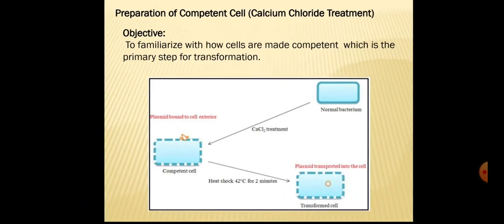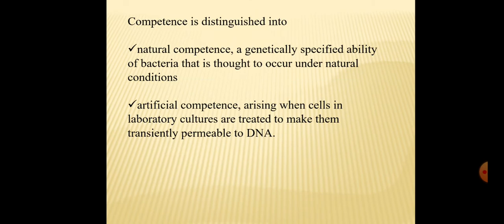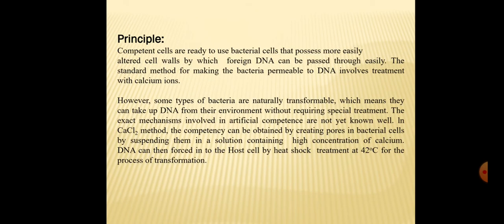The next thing, the principle, the concept: competent cells are ready to use bacteria cells that possess more easily altered cell walls by which foreign DNA can be passed through easily. The standard method for making the bacteria permeable to DNA involves treatment with ice cold calcium ions. However, some types of bacteria are naturally transformable, which means they can take up DNA from their environment without requiring special treatment. The exact mechanisms involved in artificial competence are not yet known.